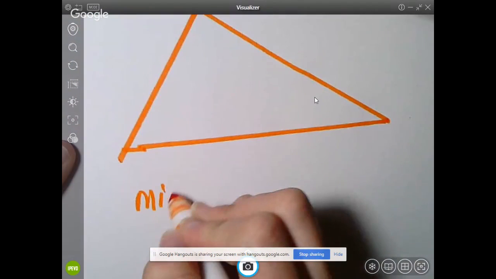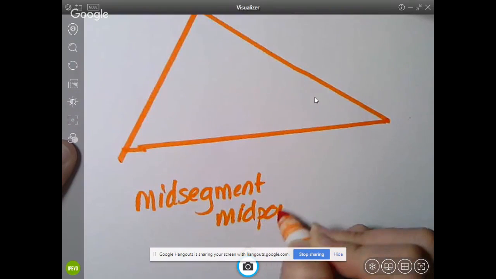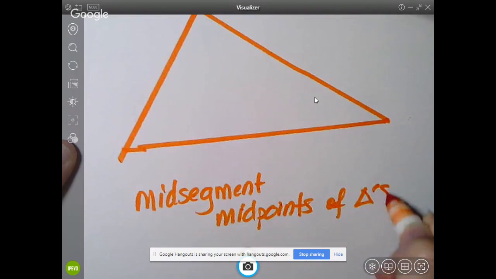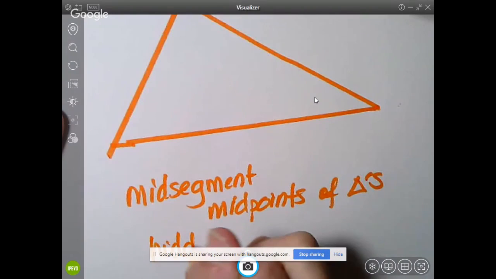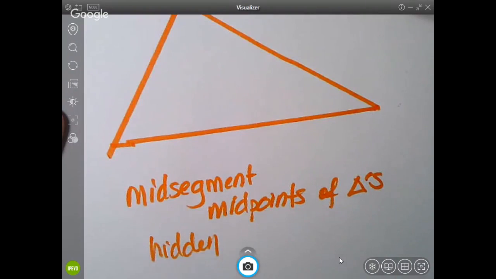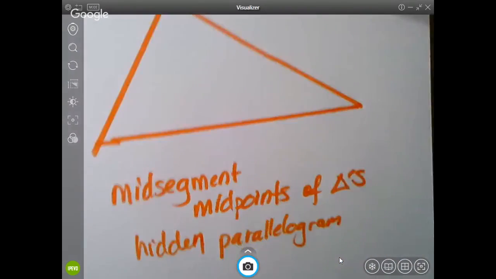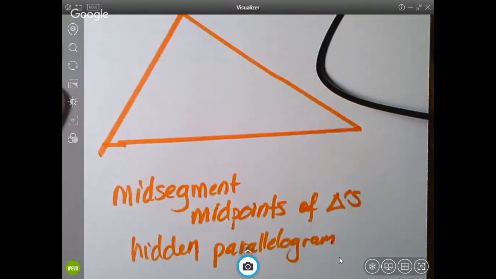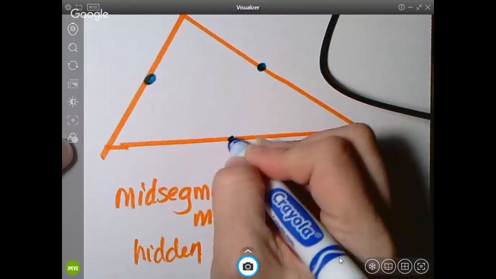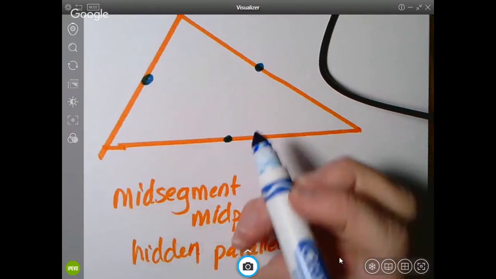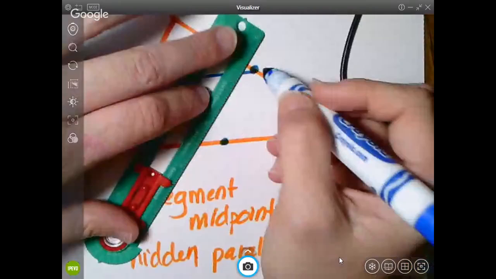So when we have mid-segment, I asked you to think about the midpoints of triangles. And the other thing we talked about is we look for the hidden parallelogram. I know some of you weren't here yesterday, so you can write this down. How we talked about it is you find the midpoint of each side. So I'm going to just estimate. It might not be perfect, but that's okay. Once you have the midpoint of each side, if we connect these segments, we can find a hidden parallelogram.